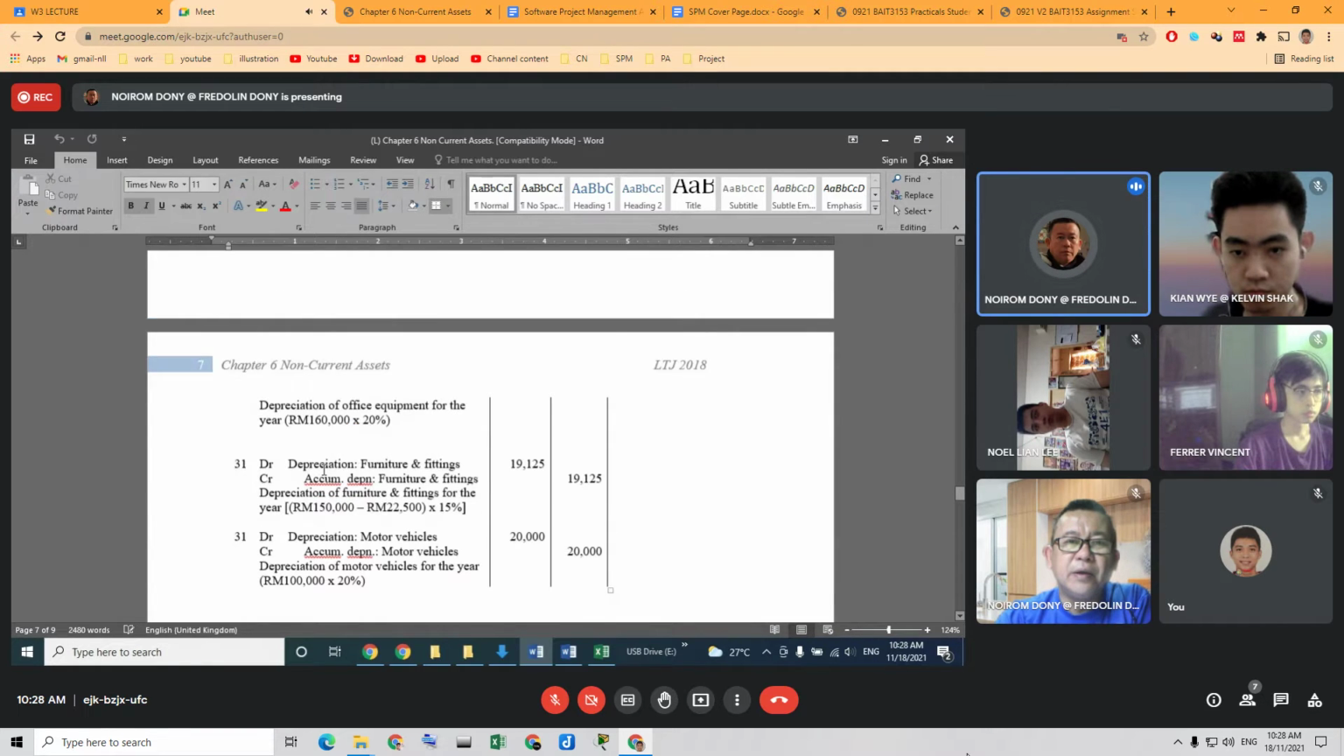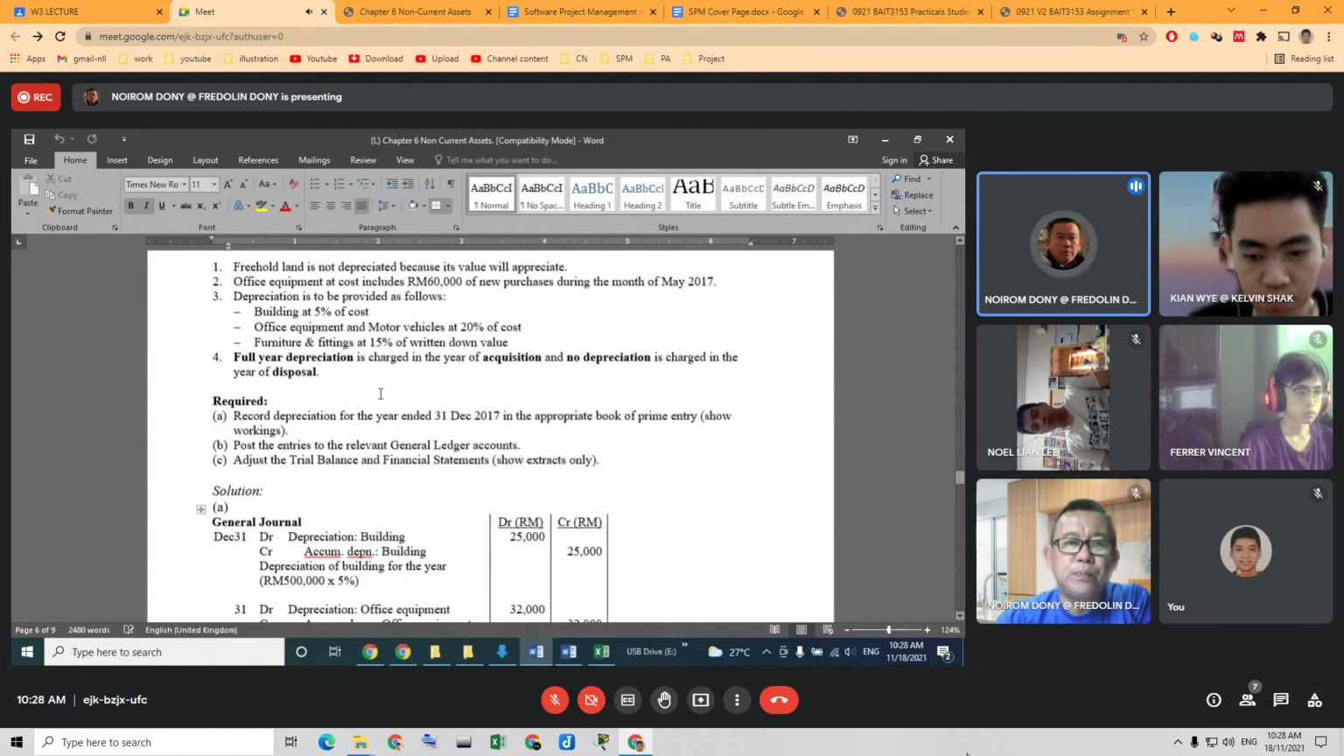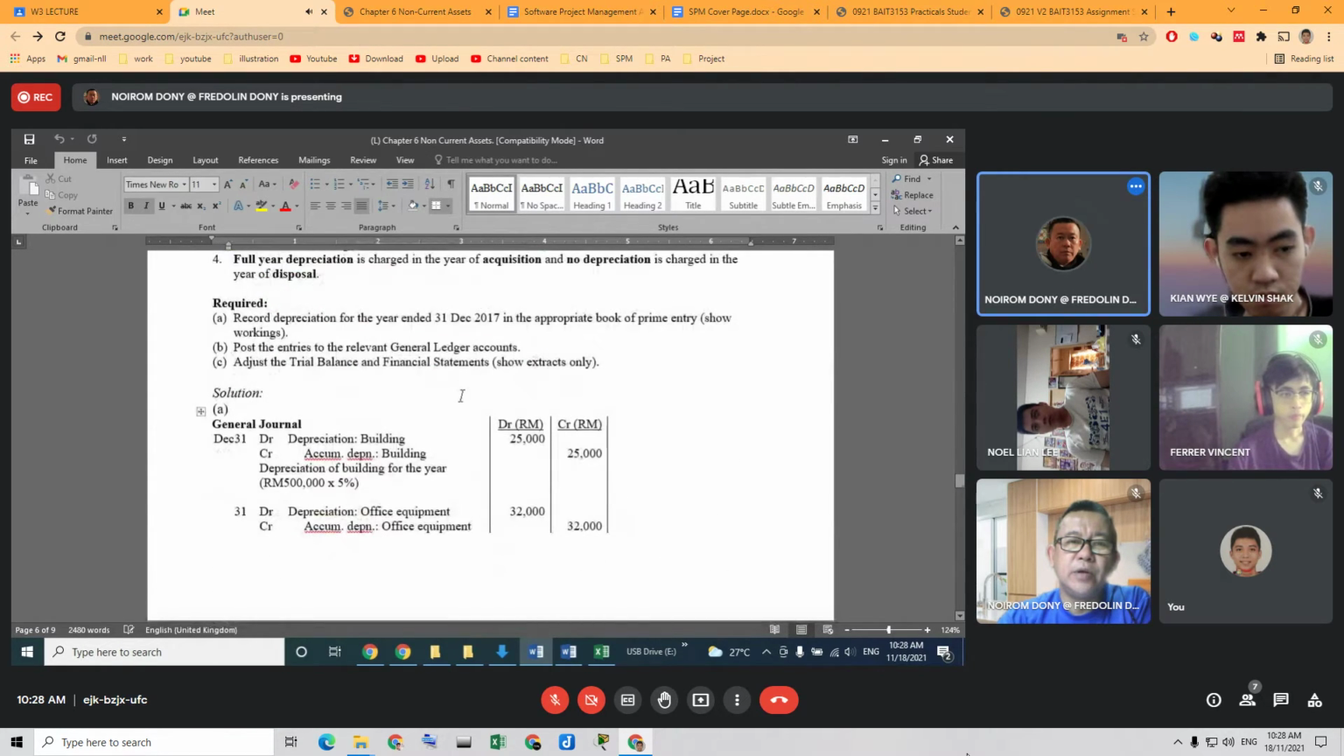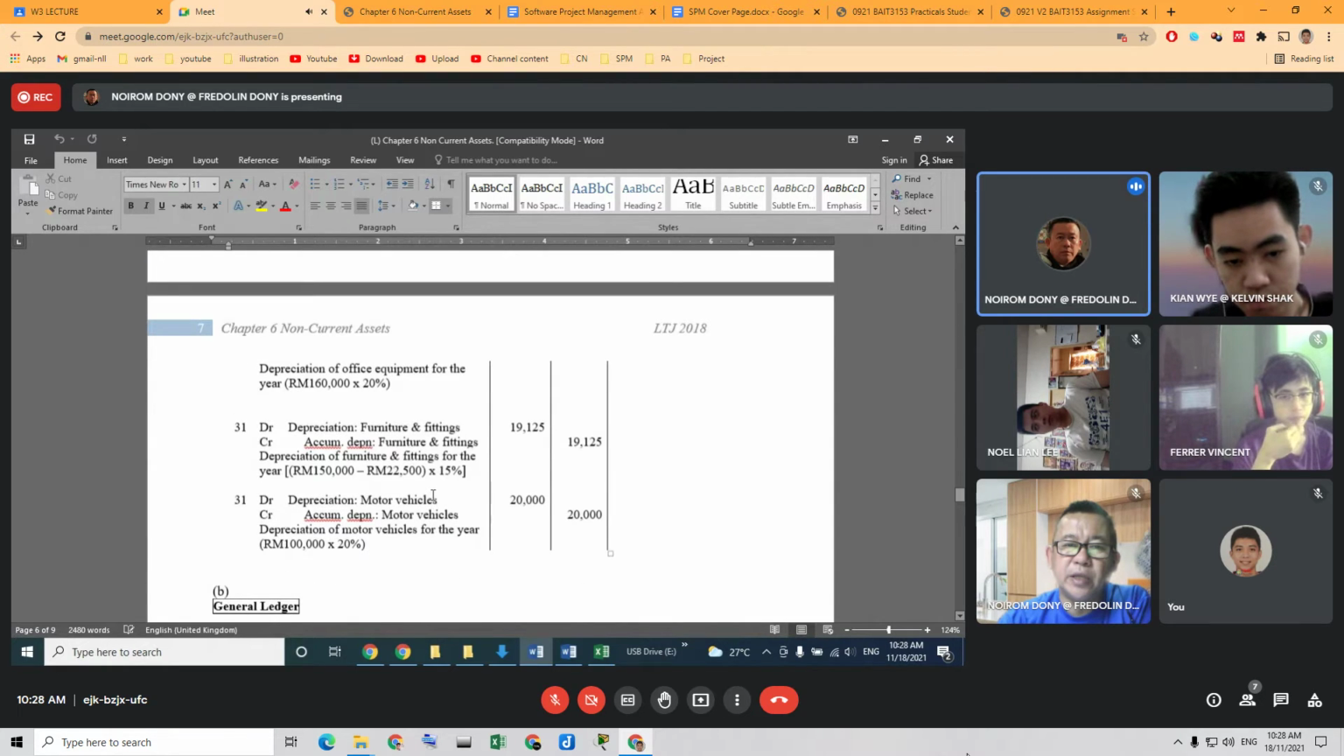But the only difference is, how many assets do we have here? We have freehold, 1, 2, 3, 4, 5. So there are 5, but 1 has no depreciation, the freehold. So we have 4. So 4 entries in the general journal. So you have to specify: building, accumulated depreciation, building, and then office equipment, office equipment. Then after that, furniture and fitting. Then the last one, motor vehicles.